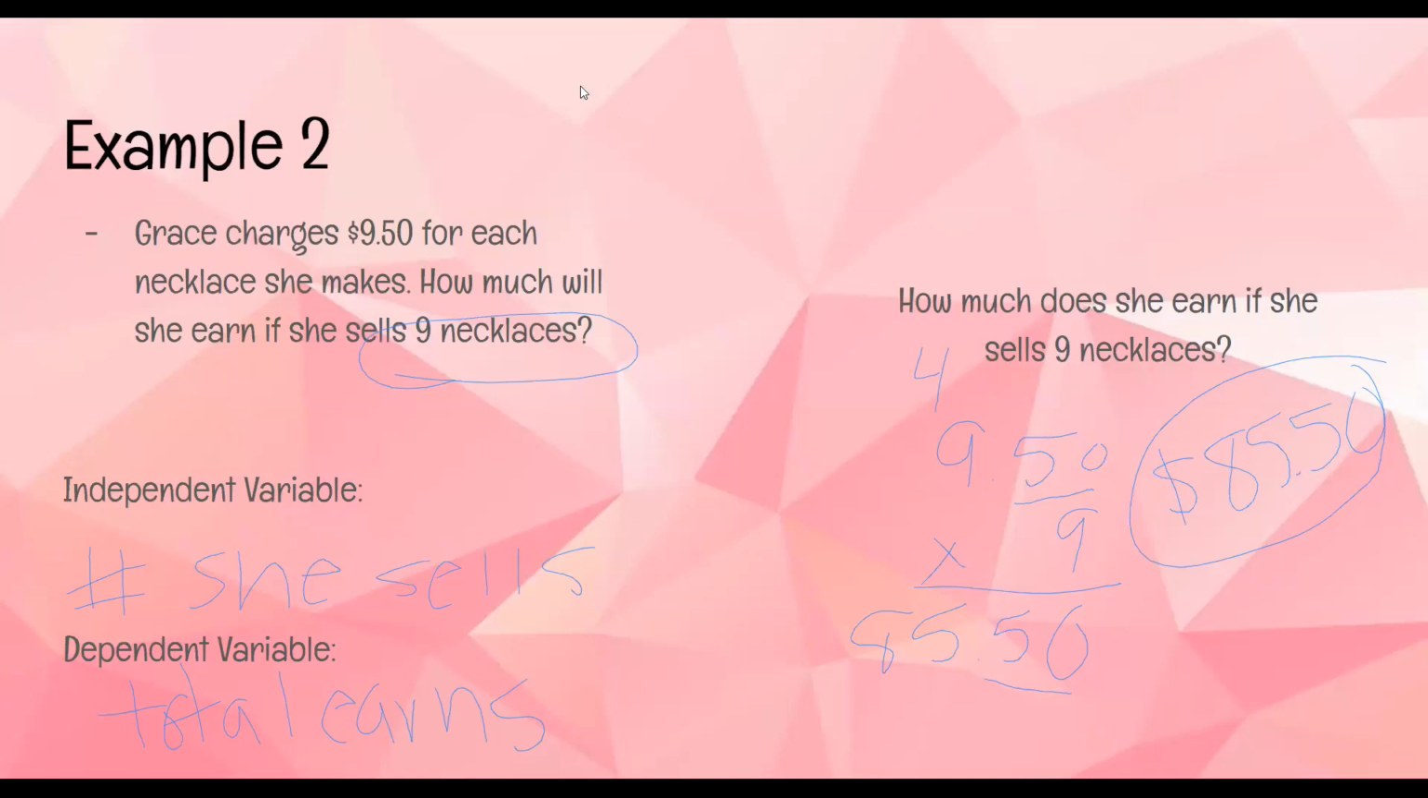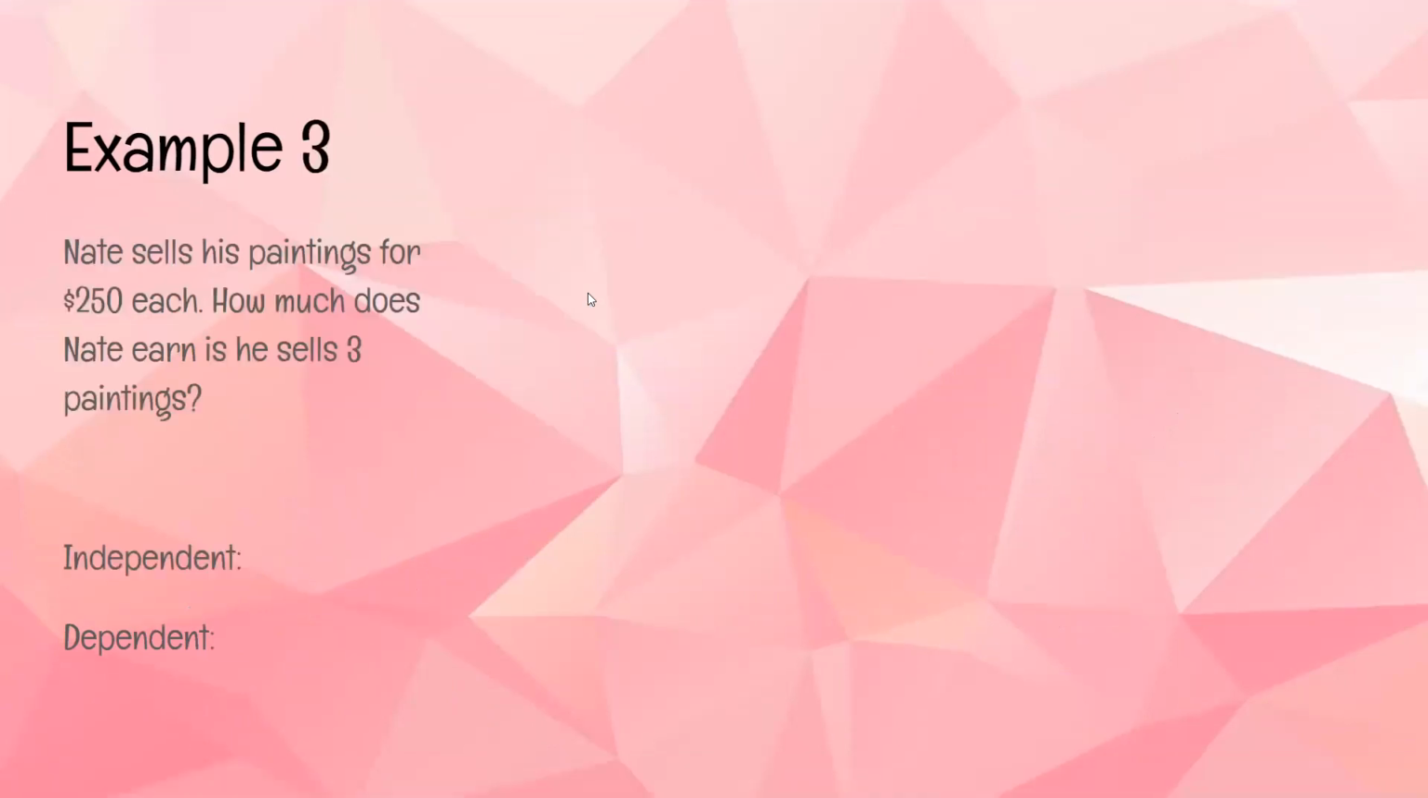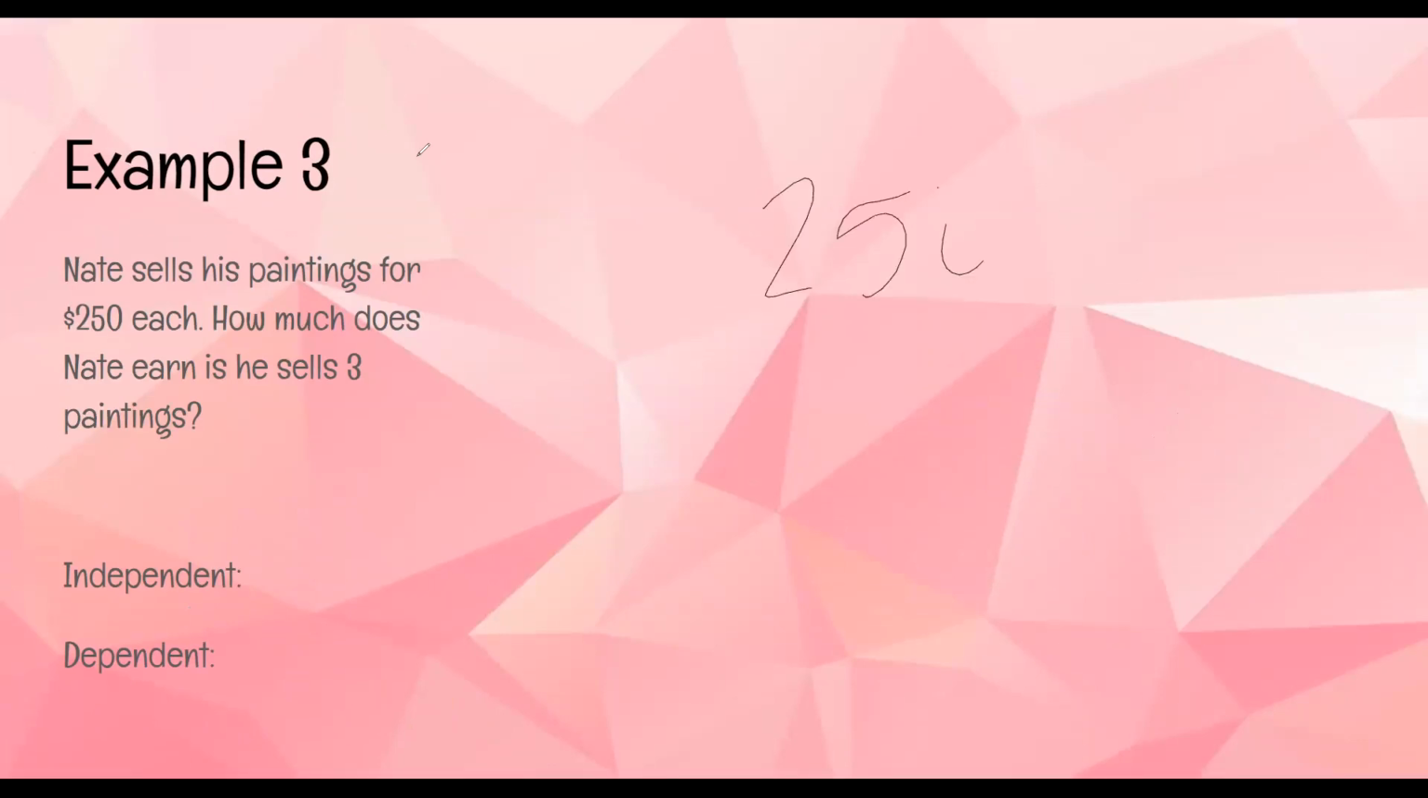Okay, so looking at this last example, it says Nate sells his paintings for $250 each. How much does Nate earn if he sells 3 paintings? Sorry, that should say if. And then I need my independent, my dependent, and then to answer the actual question. So I'm going to choose to answer the question first. So they're $250 each, and he sells 3 of them.